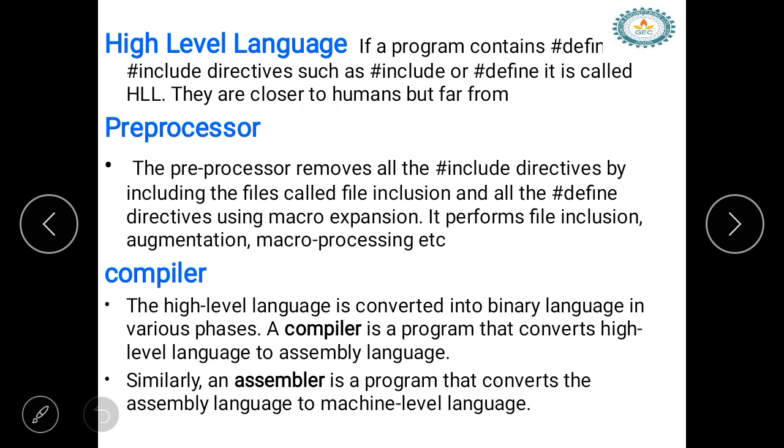Next one is the compiler. The high level language is converted into the binary language in various phases. A compiler is a program that converts a high level language into an assembly level language or low level language. Similarly, an assembler is a program that converts the assembly language to machine level language. So the compiler converts the high level language into machine level language or low level language.